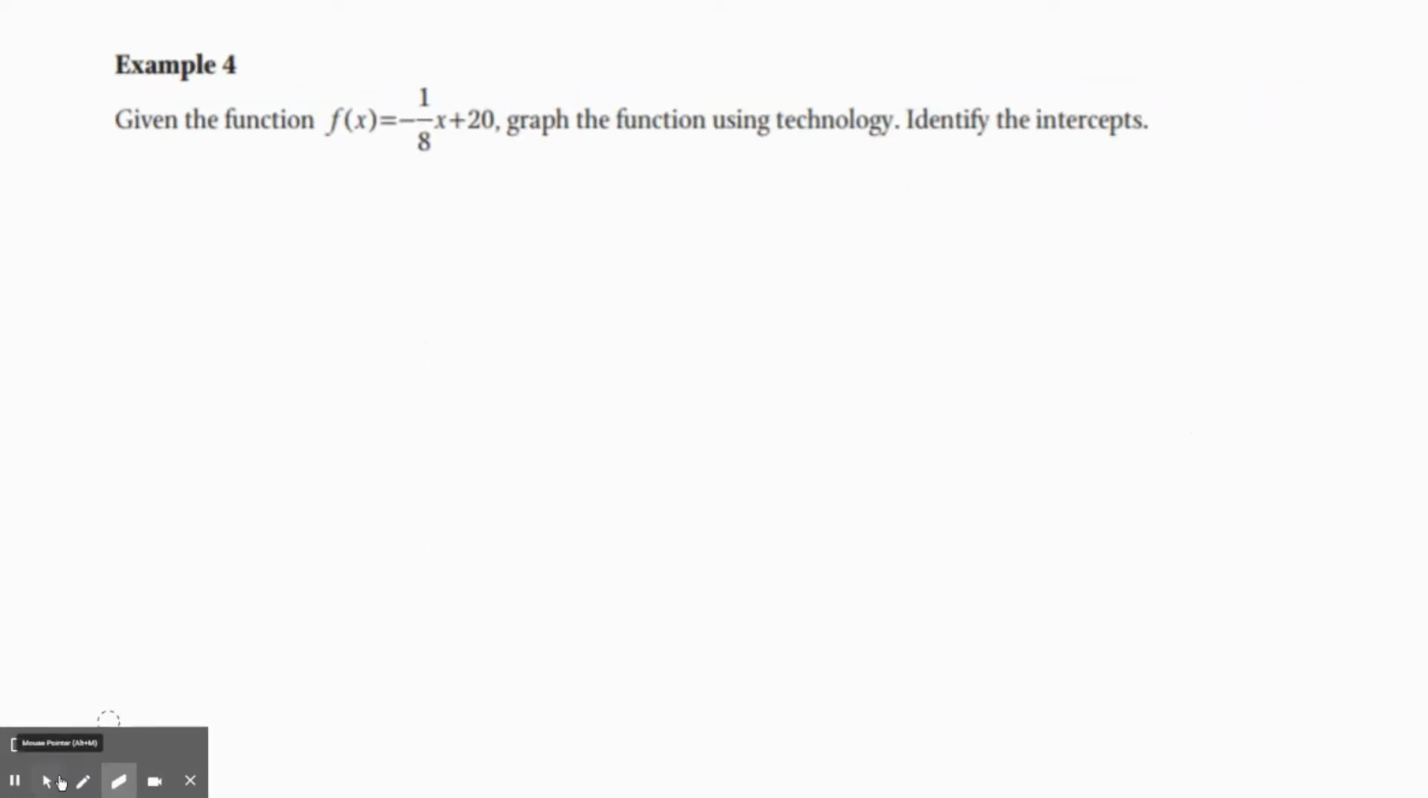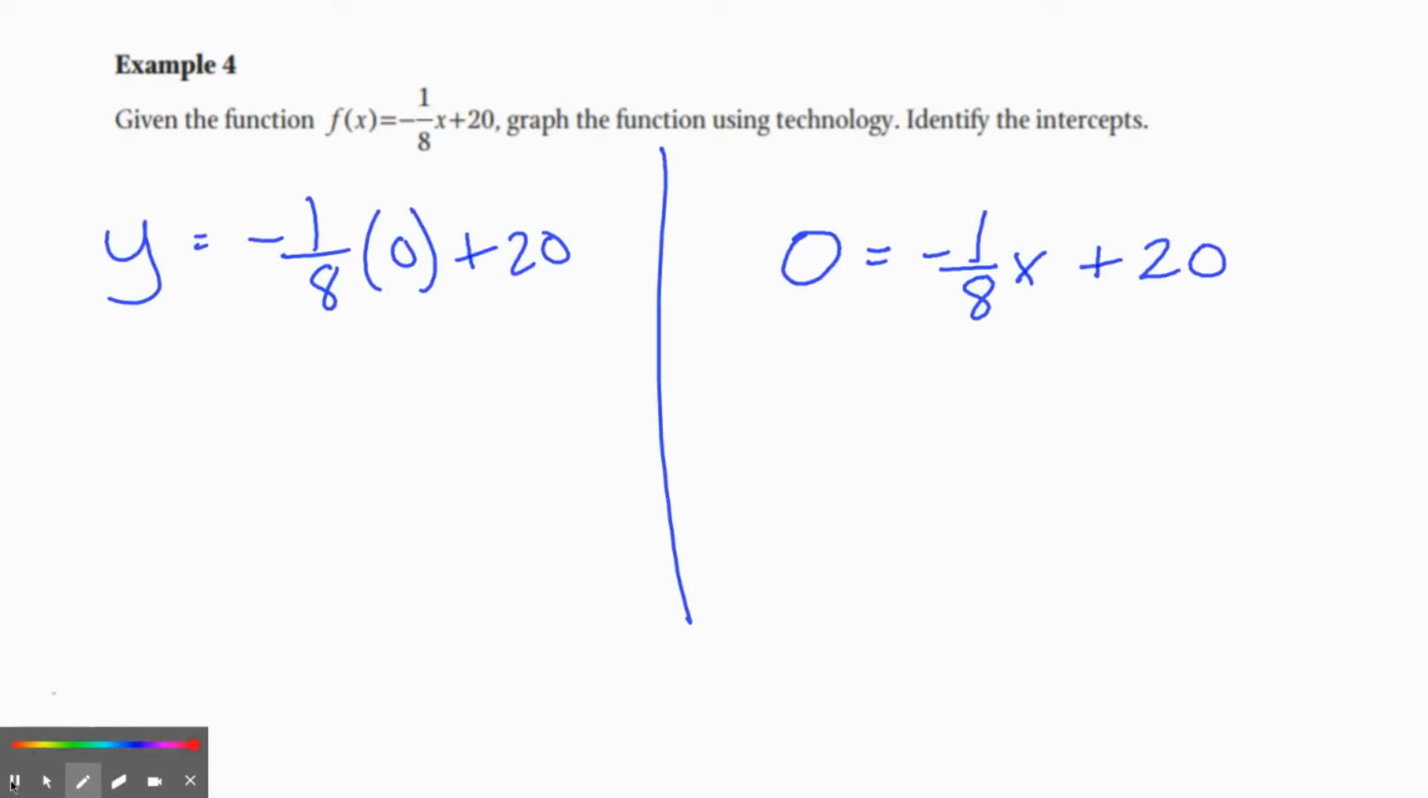Given the function f of x is equal to negative 1 over 8x plus 20, graph the function using technology, identify the intercepts. I'm going to assume you already know how to use Desmos and technology, so I just want to do one more where we're finding the intercepts, so watch closely. So once again, to find the y-intercept, you substitute 0 for x. To find the x-intercept, you substitute 0 for y.